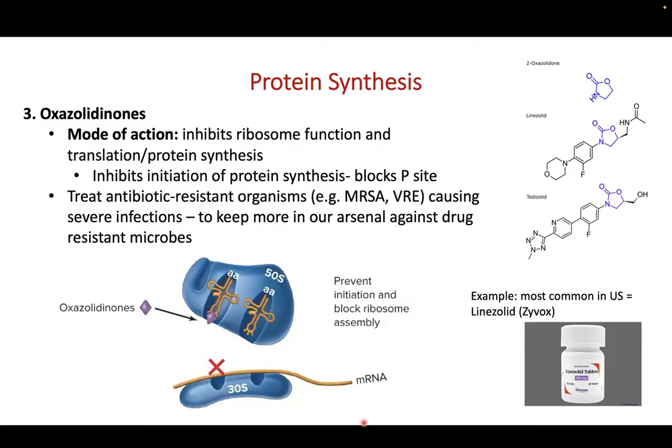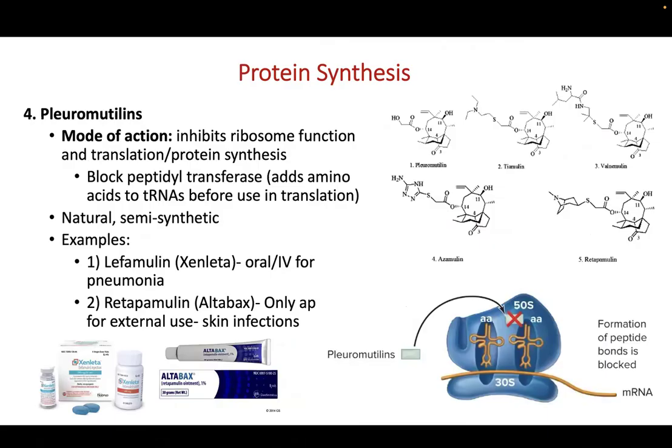So this keeps more in our arsenal against drug-resistant microbes. The fourth one is pleuromutilins. Basically the mode of action is also the same: it prevents protein synthesis. It works by blocking peptidyl transferases.